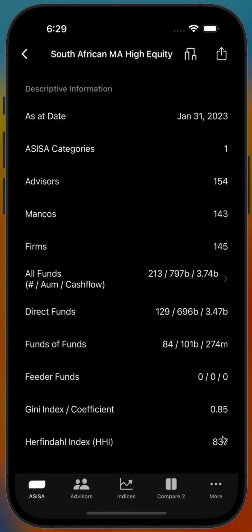I also give you a Gini coefficient and a Herfindahl index. These two are indicators of how concentrated this particular ASISA category is. Each ASISA category might have a different level of concentration. This one in particular has some very large funds which account for most of the assets in the category, therefore a very high Gini coefficient. The closer it is to 1, the more concentrated the category is.